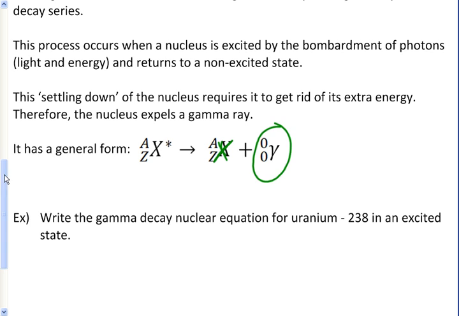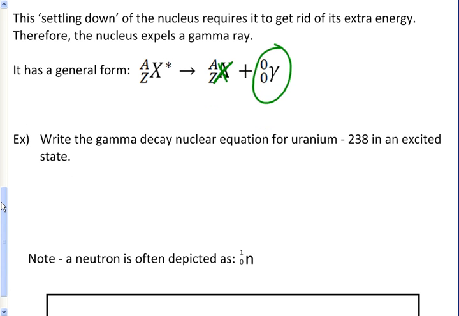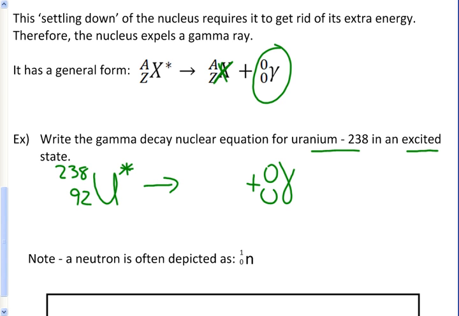So for example, write the gamma decay nuclear equation for uranium-238 in an excited state. So what it's telling us right away is that we're dealing with uranium-238 and it's excited. So uranium-238 with an atomic number of 92, and it is excited. Yeah, the asterisk means excited. That is going to release a gamma ray, and it has no atomic mass and no atomic number. It is strictly energy. That's all it is. It is high energy light waves.